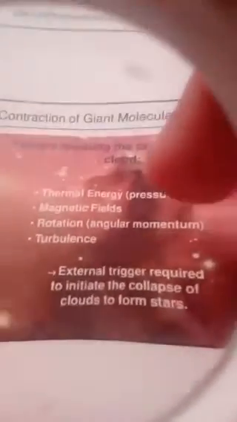All right. Factors resisting the collapse of a gas cloud: thermal energy, magnetic fields, rotation, and turbulence. External trigger required. You need an external trigger to initiate the collapse of clouds to form stars. I'm sure there's plenty of triggers around today. All right, so sources of shock waves triggering star formation. That's pretty awesome. You get a shock wave from some explosion, and it sends this pulse through this cloud, and it just wakes it up. Like, that's just crazy. I love that stuff.